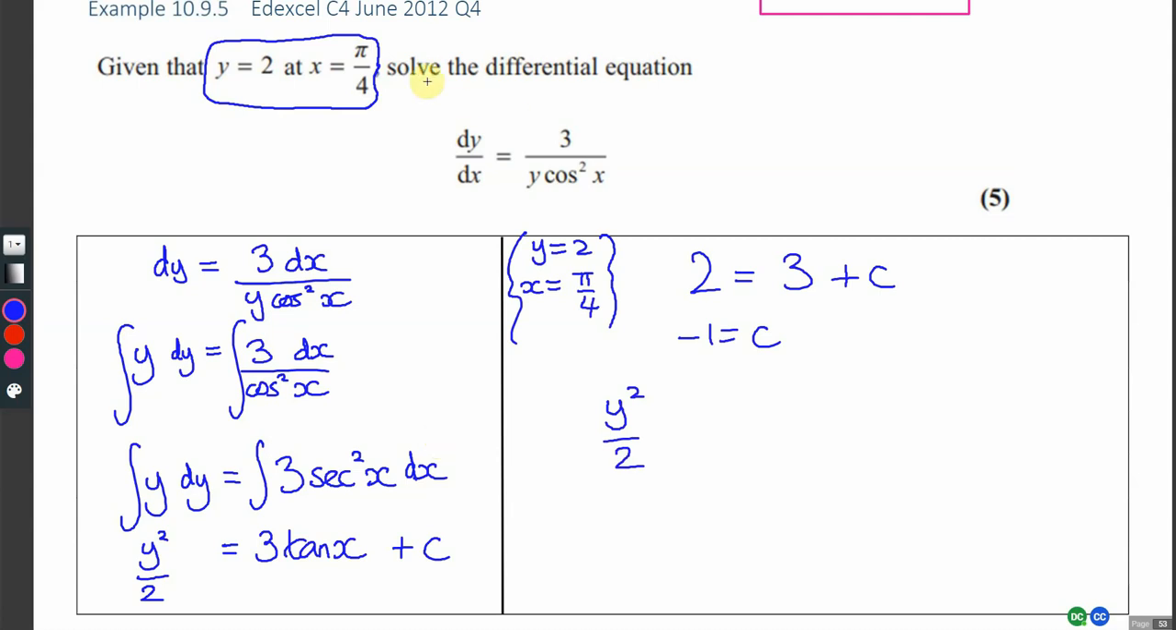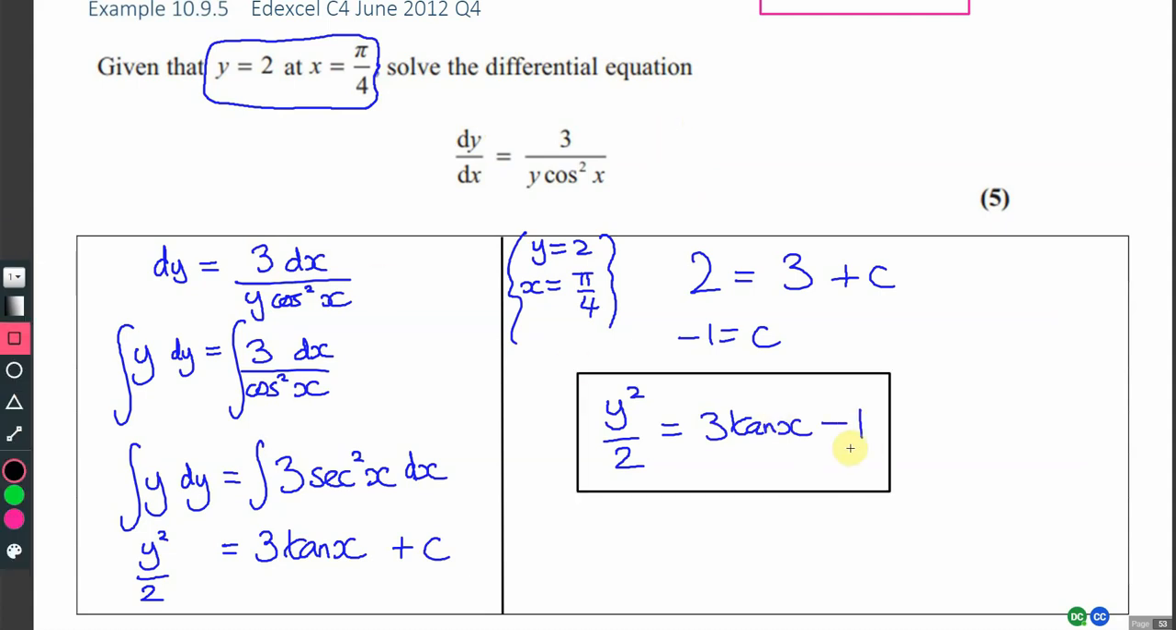And I've just checked the question. It didn't specify how to leave your final answer. Just said solve. So get rid of the derivatives and also find the value of c. That's all you need to do. So leaving my answer in this form will get full marks.